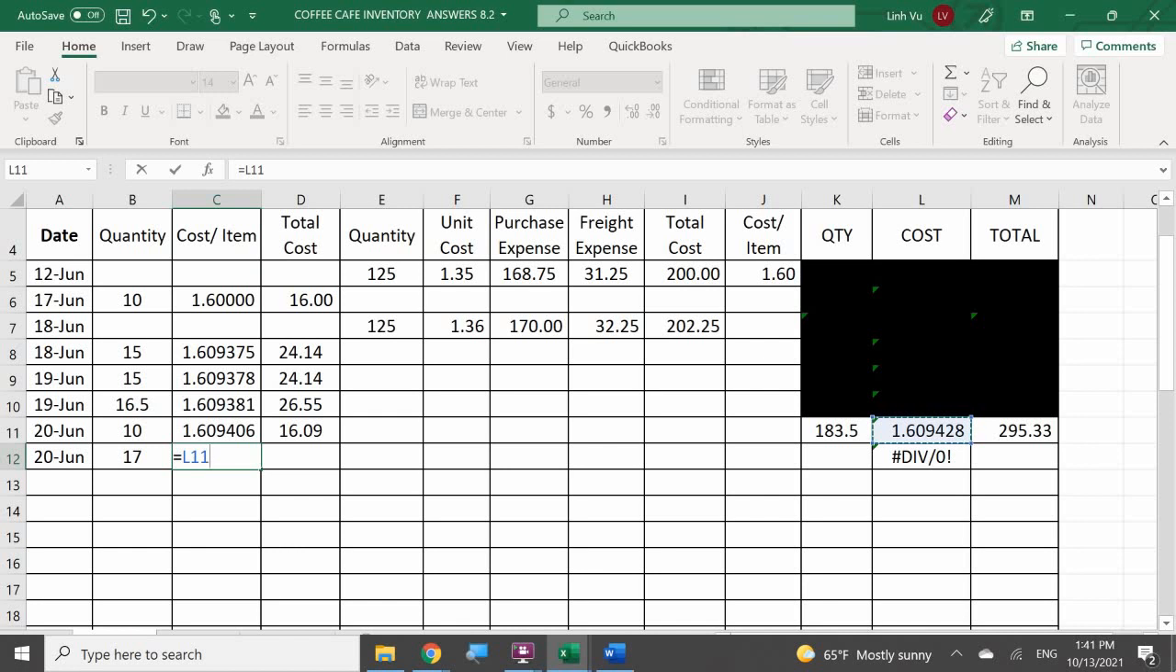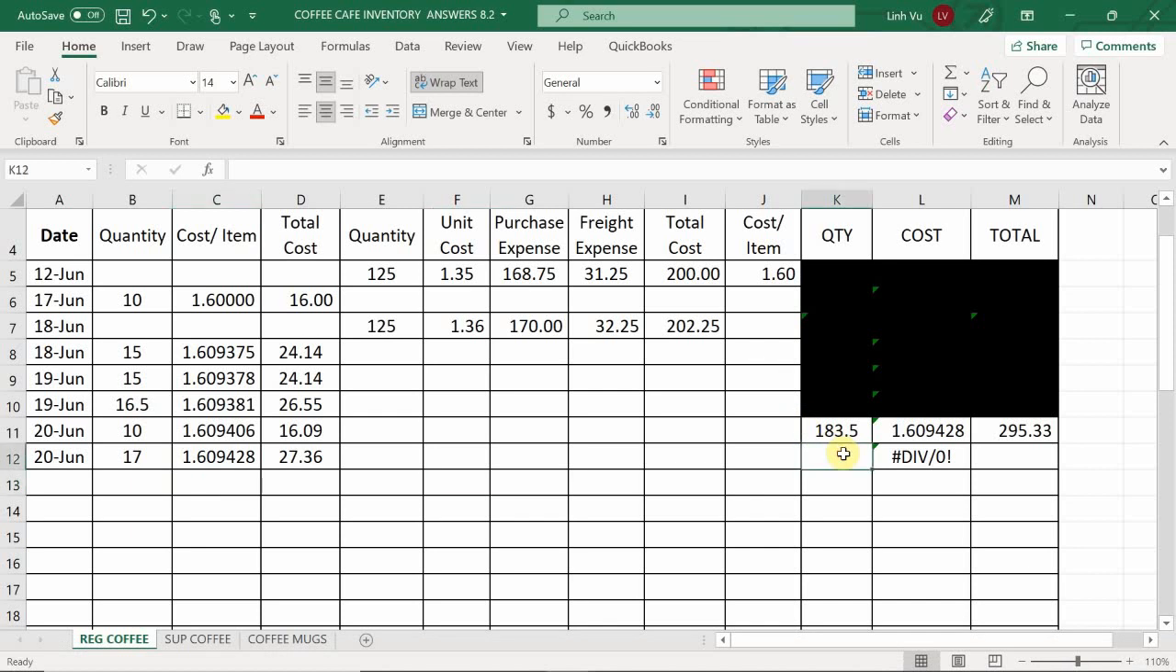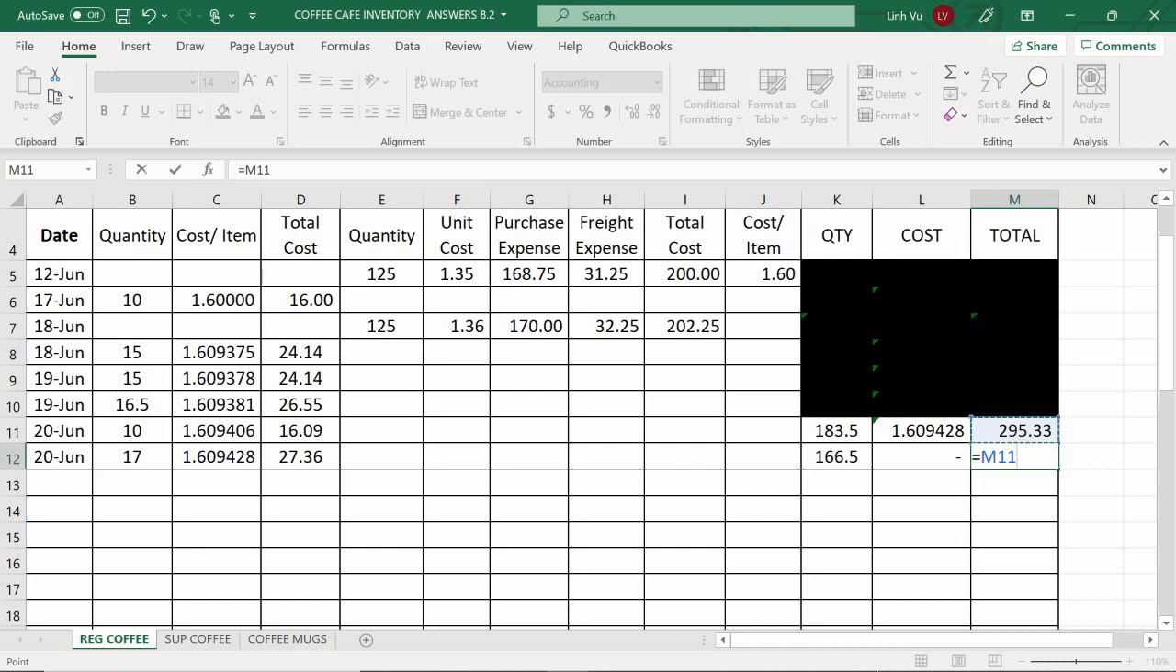See, 17 times 6 is 27.36. Now we have 183 minus 17, 166. Is it 17 pounds? No. Yeah, but we still have 183.5. Yep.